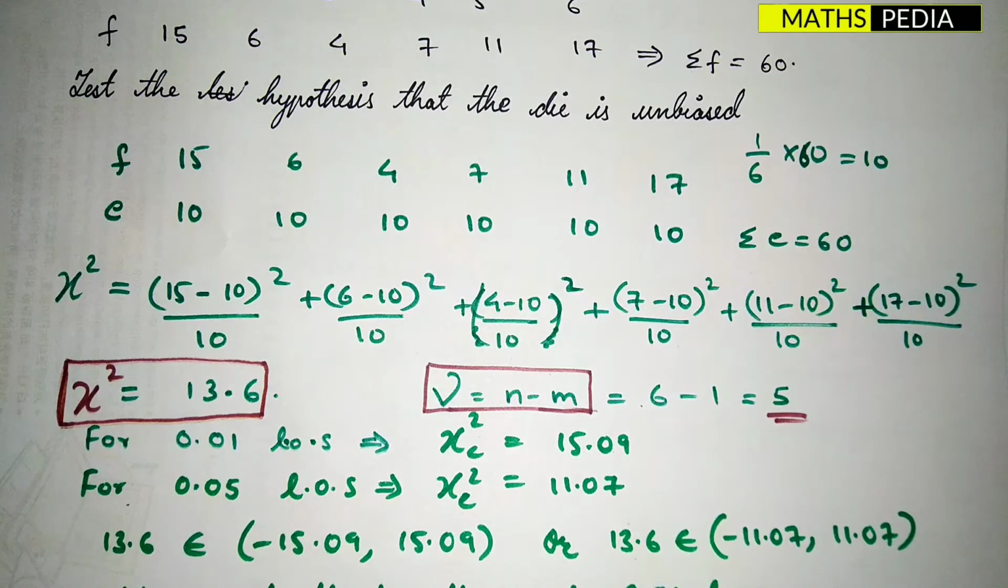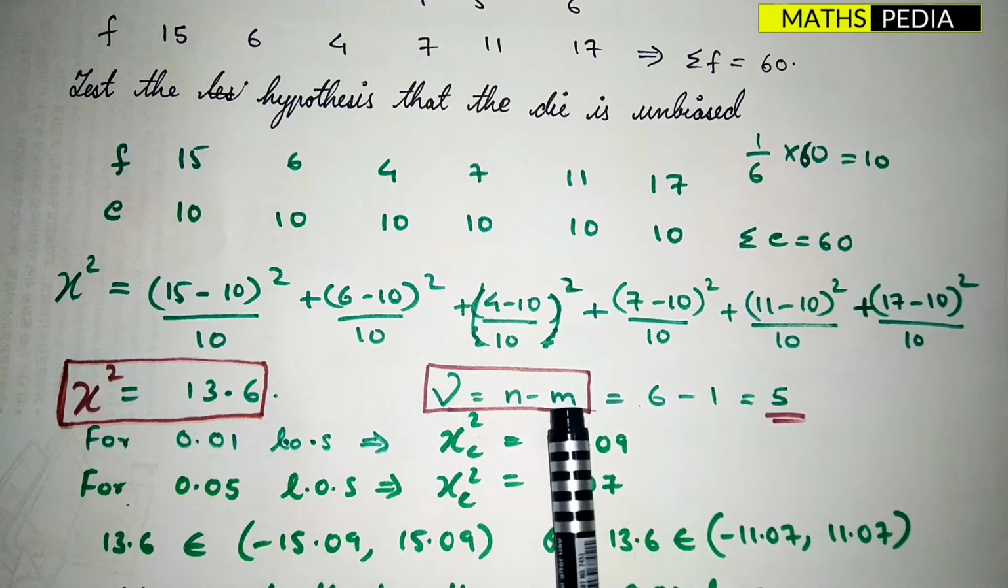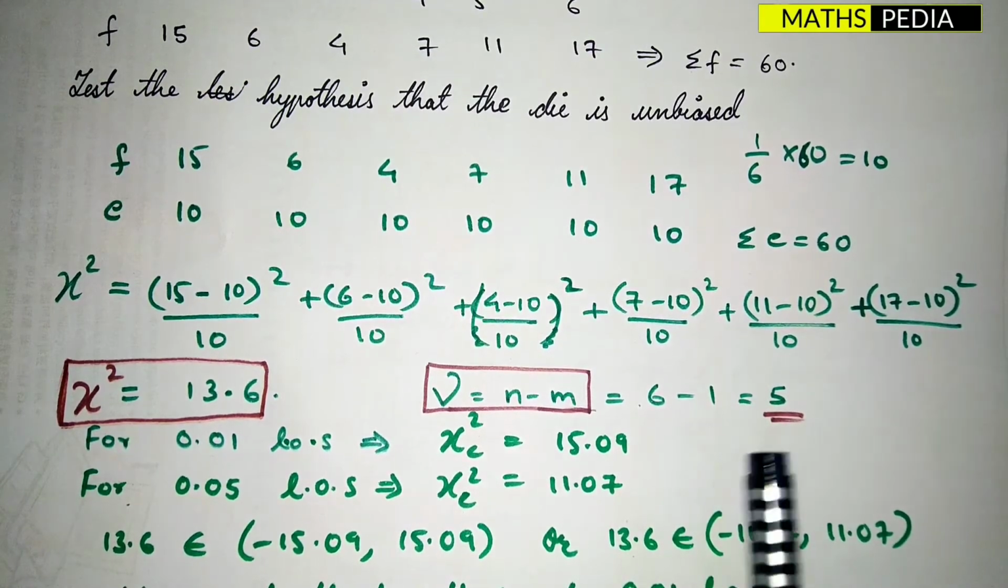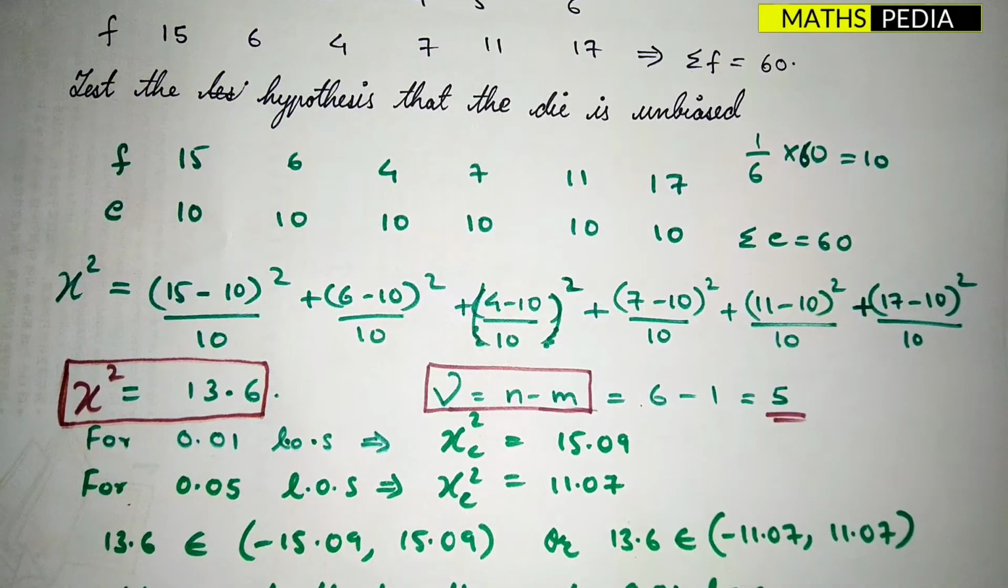As I said, m will be at least 1. We'll see the problems where it is 2. Somewhere we have to find the mean also, so in that case it will be 2. So m is equal to 1, so 6 minus 1 is 5. So we got the degree of freedom.